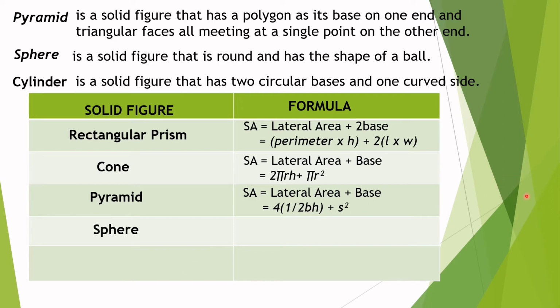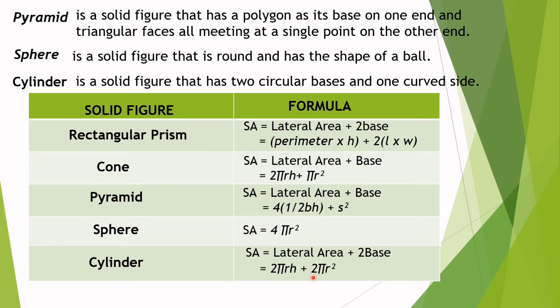Next, we have sphere. SA is equal to 4 pi r squared. Next, cylinder. SA is equal to the lateral area plus 2 bases. And for our lateral area, we have 2 pi r h and the base is pi r squared. Therefore, we have 2 pi r h plus 2 pi r squared. And last but not the least, we have cubes. SA is equal to 6s squared.